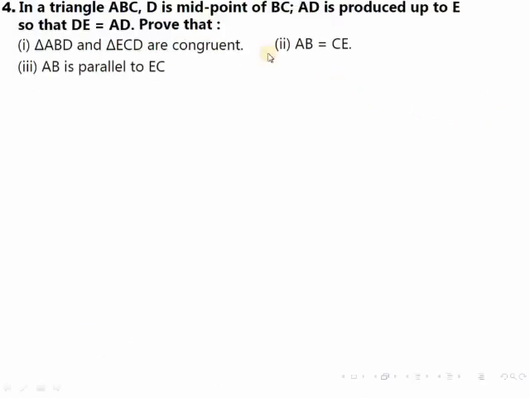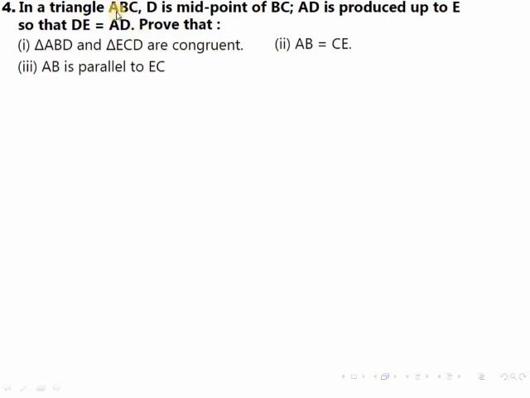Let's look at this problem. So in this problem there are 3 equations. Okay, so let's read the question carefully. In triangle ABC, D is the midpoint of BC. Okay, so D is the midpoint of BC. Kindly remember this. AD is produced up to E, so that DE is equal to AD.